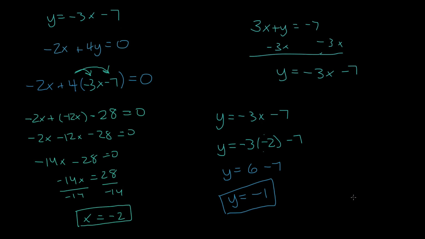Now we just have to put this together and write our answer in the form of those coordinate points. And so we're going to have our x value, which is negative 2, comma our y value, which is negative 1. And so negative 2, negative 1 is our solution for this system of equations.